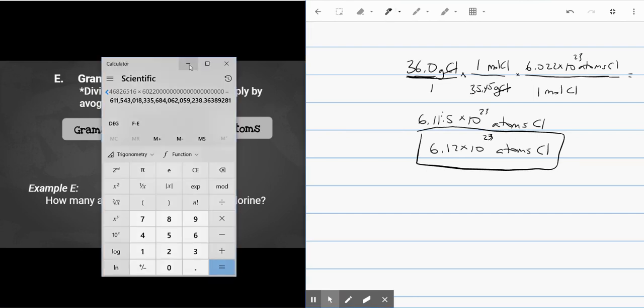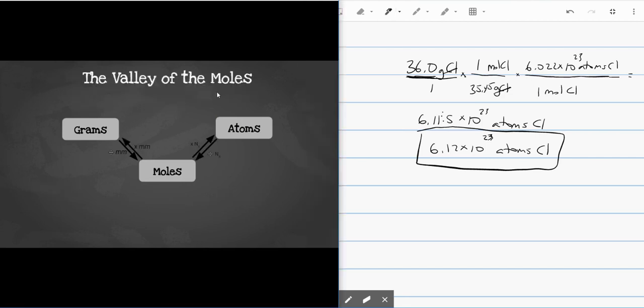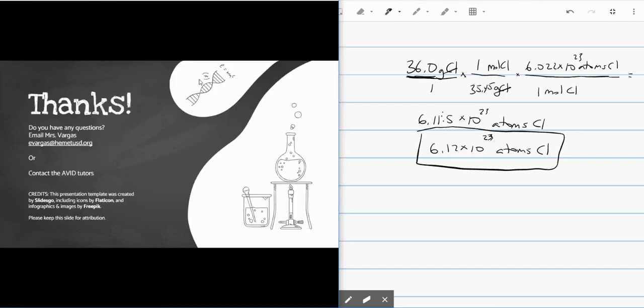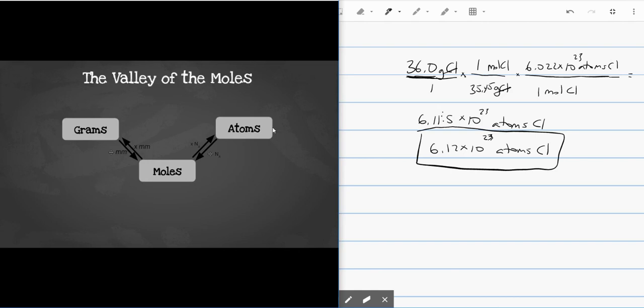Let me show you the full valley of the moles right here. So this is just kind of like a little training wheel to where if you see the question, find the given, so whatever number and unit they're giving you, and find out where you're starting on the valley of the moles. Are you starting with grams? Then you start here. Are you starting with atoms? Then you start here. If you start with moles, you're down here. And then the little arrows tell you what to do, okay?